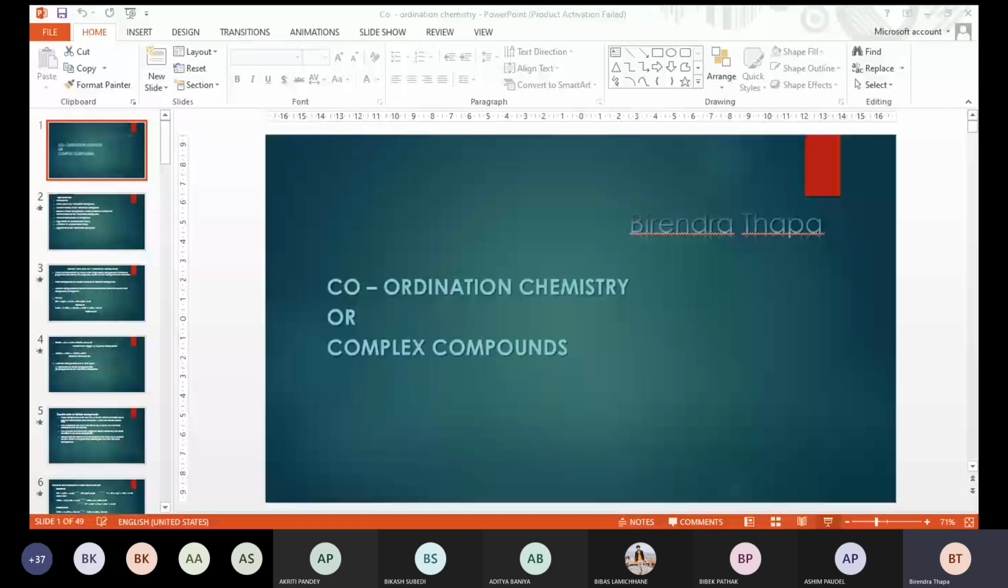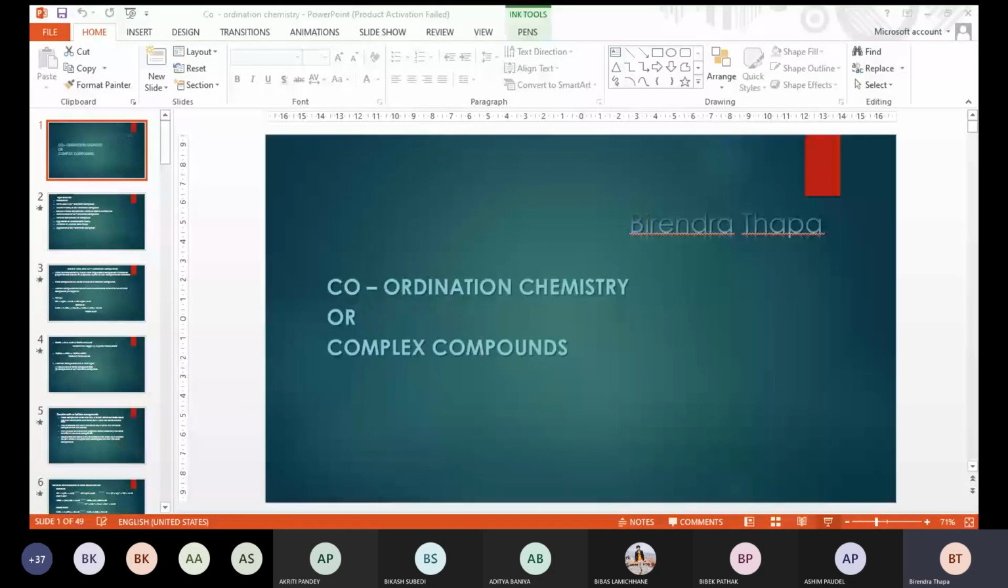Then after we'll go to Sidgwick's model and Sidgwick's effective atomic number rule, which can be abbreviated as EAN, effective atomic number rule. And what is the application of effective atomic number rule? Why do we have to calculate the effective atomic number? What is the importance of the EAN rule? We will go on this. Similarly, nomenclature of coordination compounds. We have to name the coordination or complex compounds.